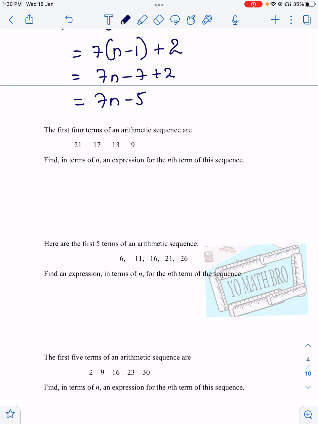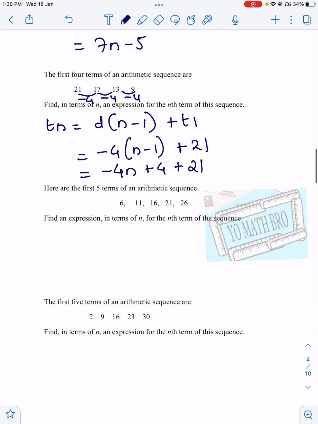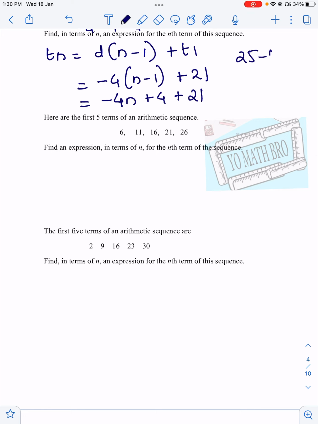21, 17, 13, 9. Look at this. The numbers are decreasing, which means the difference will be negative: minus 4, minus 4. So again here I get Tn is equal to d(n minus 1) plus T1. You have to be careful when the difference is negative, so we change the sign. Minus 4 into n, I get minus 4n. Minus into minus gives me plus. Plus 21, I get 21 plus 4, that is 25. So I get 25 minus 4n. You can write that, or you can write minus 4n plus 25. It's one and the same.